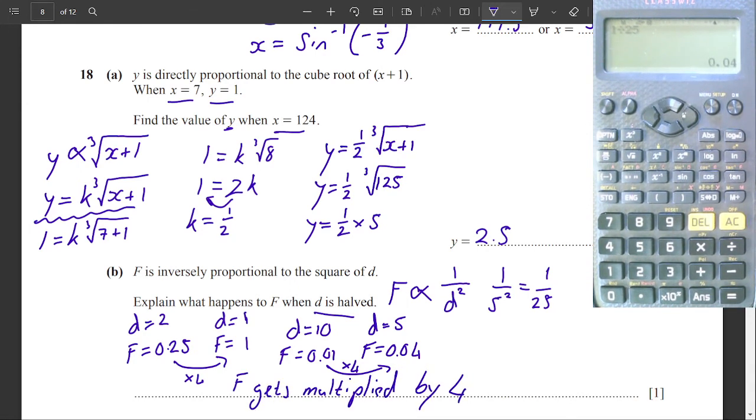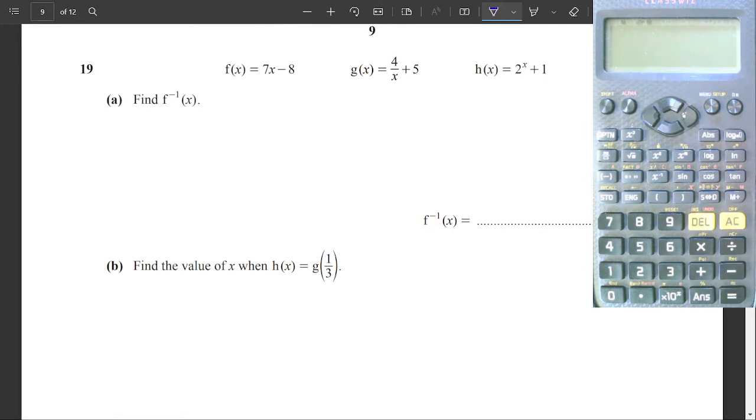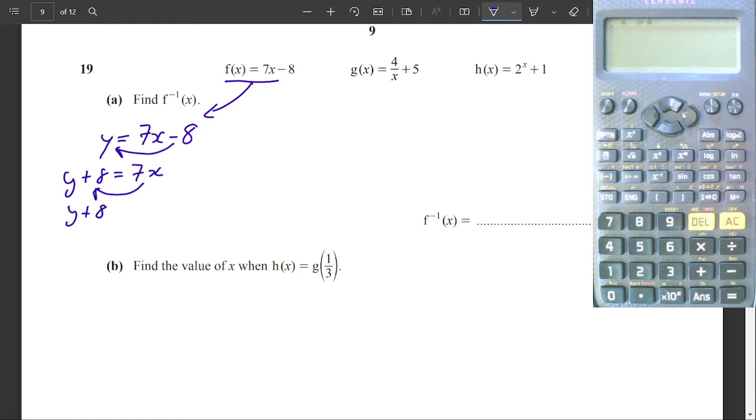And you got it. Question 19, the joy of functions. Right, first one, the inverse function of f. So it means we do it backwards. So we take that f(x), set it equal to y, because then we can inverse it. First by adding the 8, and then dividing by 7.